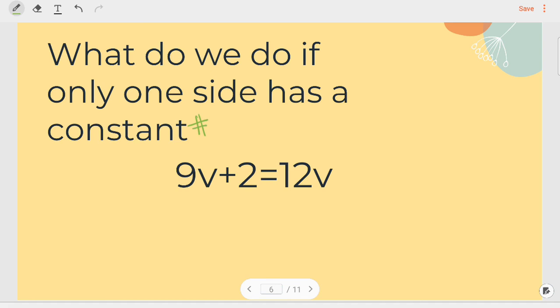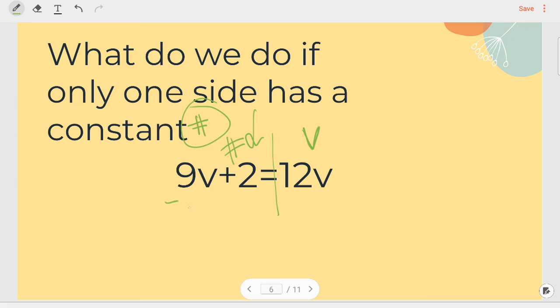Only one side has a number. Here's what I want you to remember. If only one side has a number, I do not care which side has the variable, which side is bigger. I don't care about any of that. If this is the only side with a number, this is automatically the number side. Doesn't matter. It is. So if this is my number side, this is automatically my variable side. And I'm going to go ahead and solve.